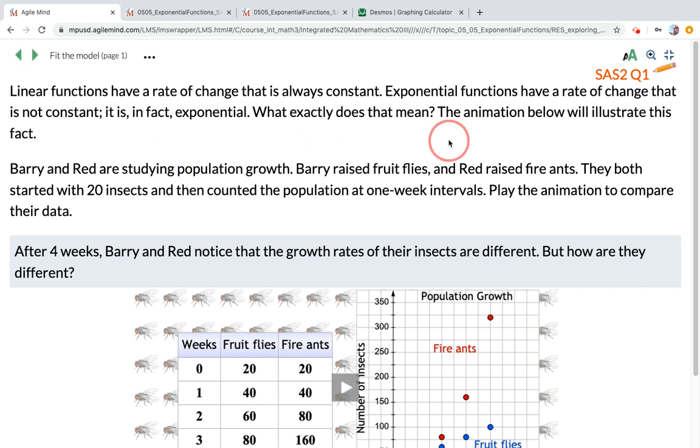So on a linear function, we have a constant rate of change. But on an exponential function, our rate of change is not constant, it's exponential. So we're going to talk a little bit about what that means.